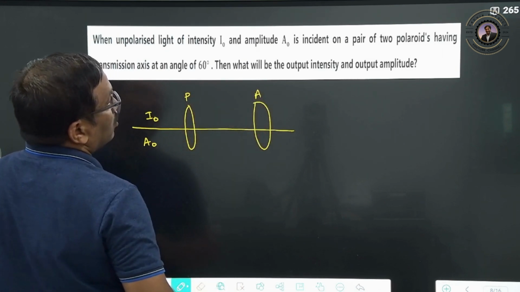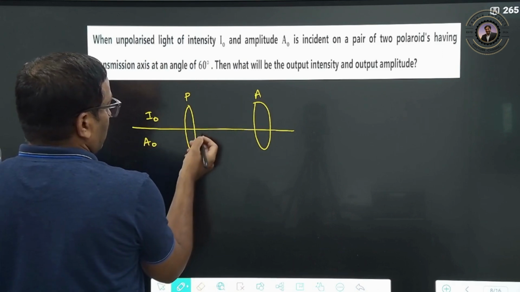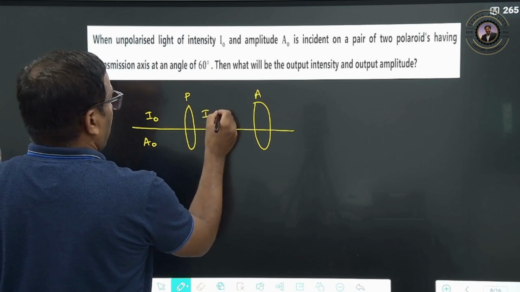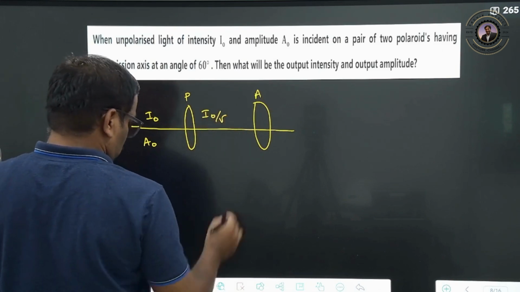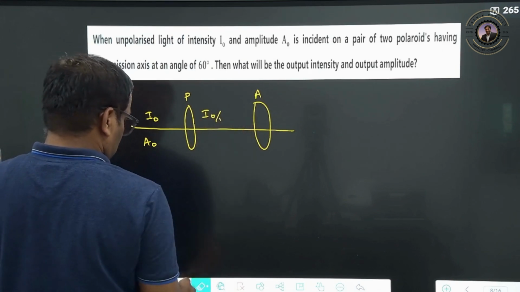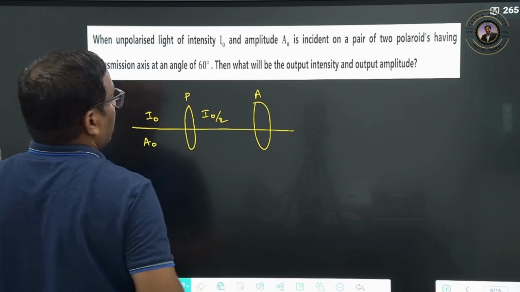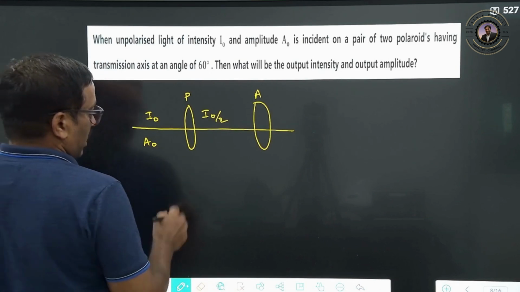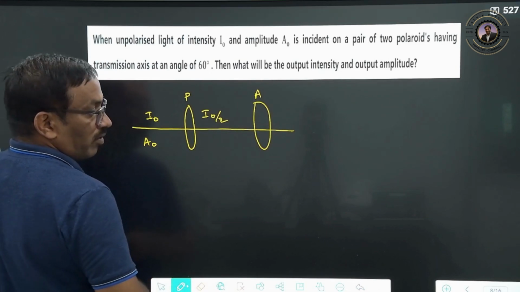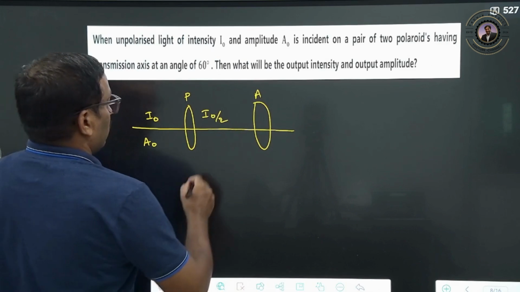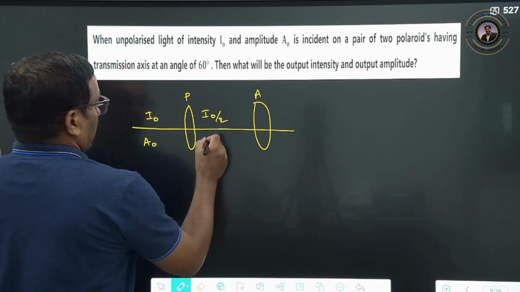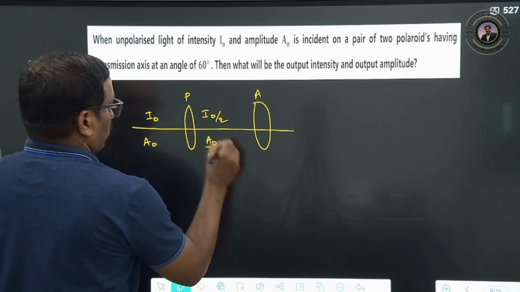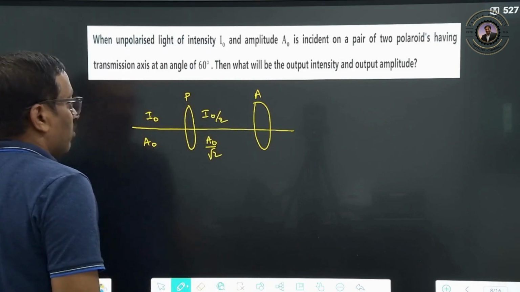Clear? So when I naught is incident, it will be I naught by 2. Now we can write the A value. Intensity is directly proportional to amplitude square, so amplitude is the root of this. So A naught by root 2 will be the amplitude coming out from this one.